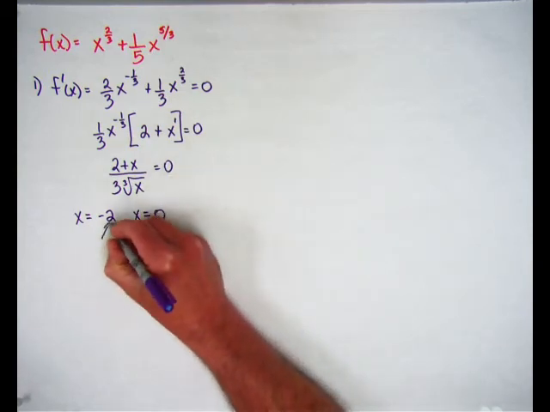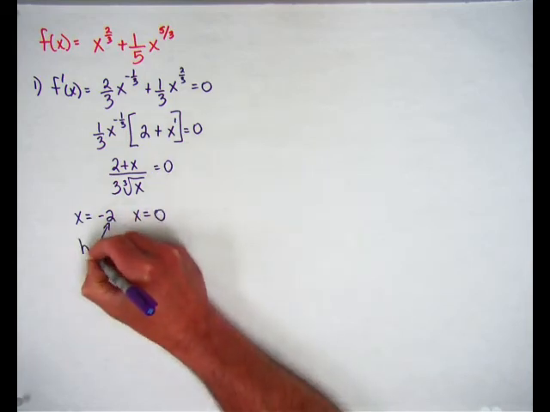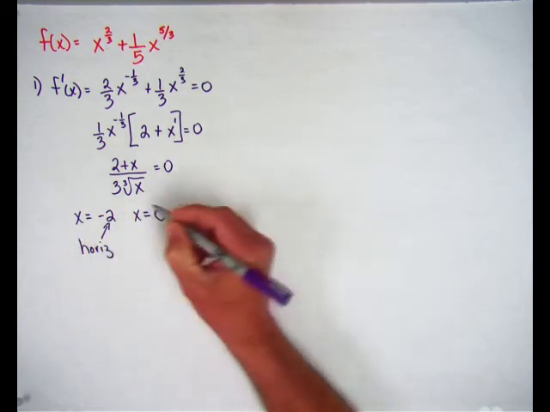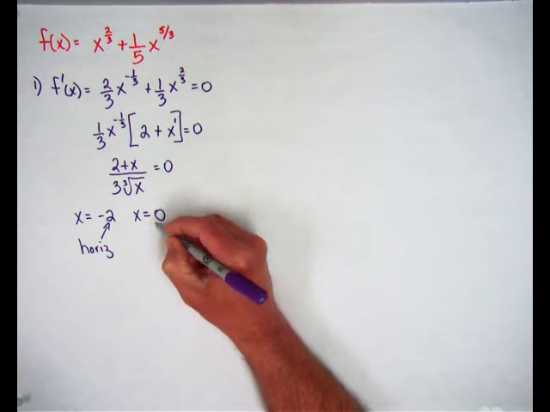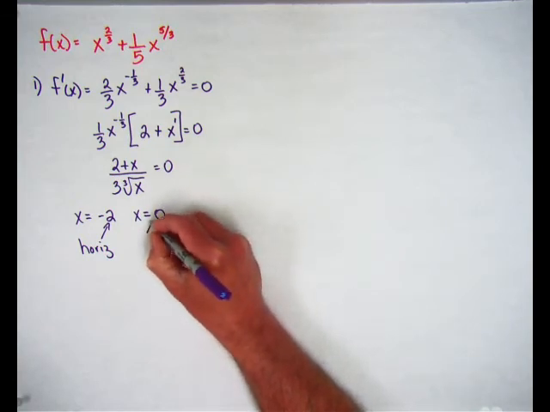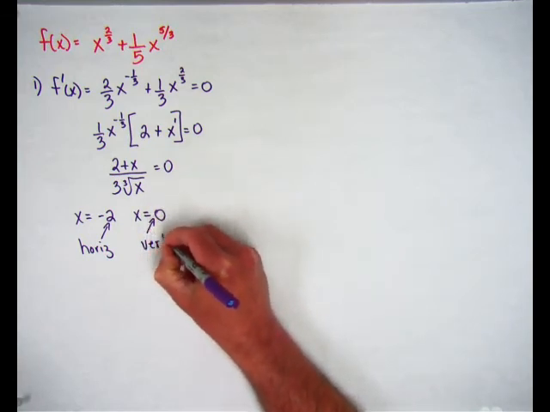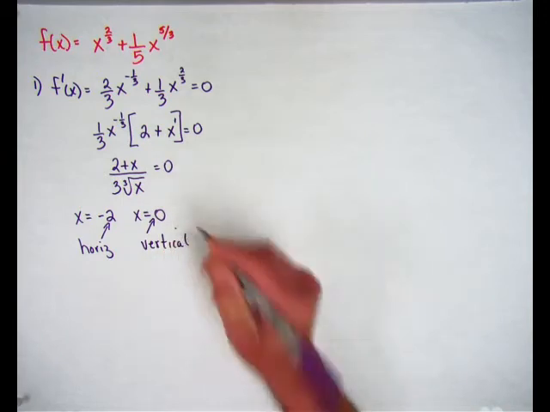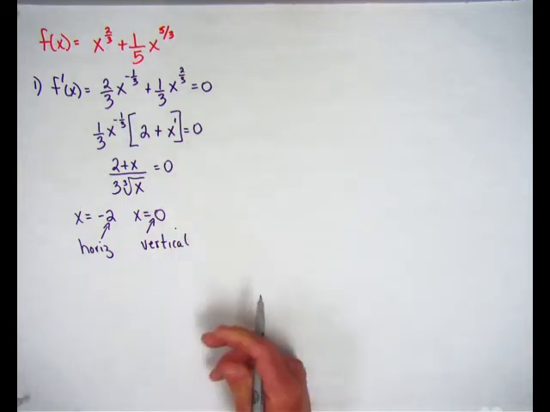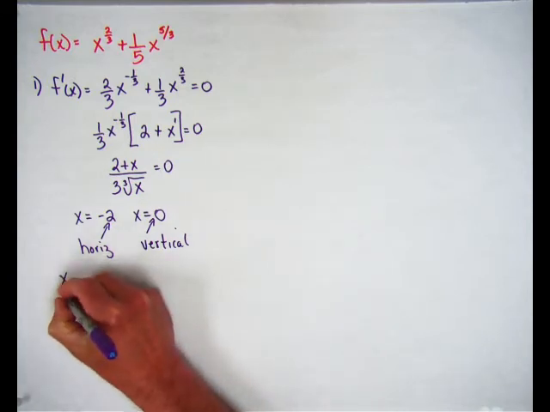What's happening in this case: when the derivative is equal to 0, your tangent is horizontal. In this case, the tangent is undefined, which means that you have a vertical tangent. But they're both critical points. They're both critical numbers. So now we perform our test.